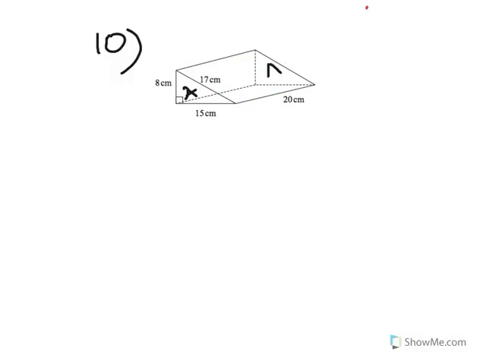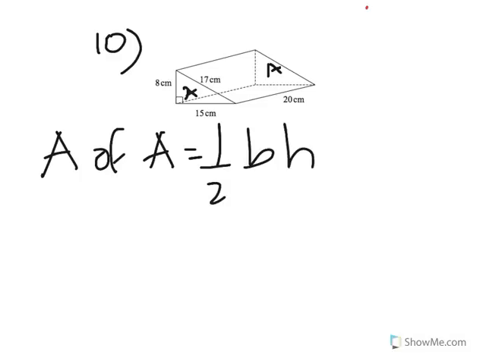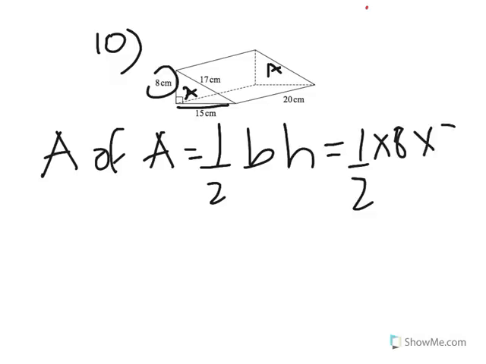We'll call them A. So the area of A is nothing but half base times height, since it's a triangle. So half, the base is nothing but 8. So half times 8, because this triangle is turned over, right? Times 15 is the height. Alright? So all you got to do is solve. You're going to get 4 times 15, which is nothing but 60 centimeters squared.